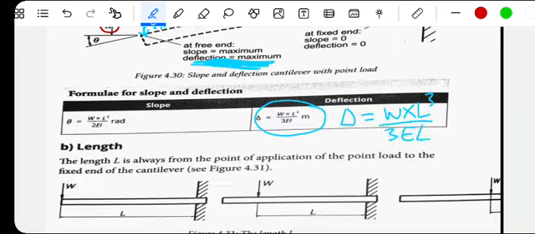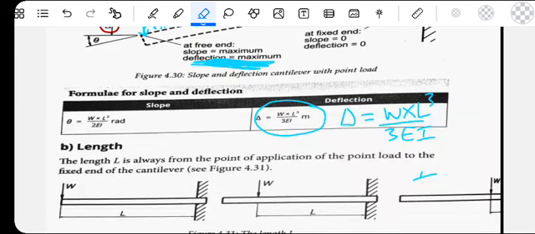This is not L, guys, this is I, the moment of inertia. It's a moment of inertia. So the combination of these two, the combination of E and I, we call this the flexural stiffness. All right, so that is what is given.